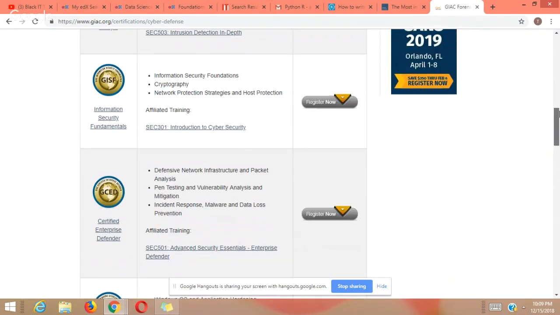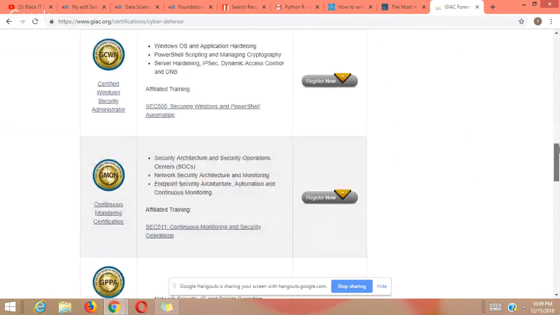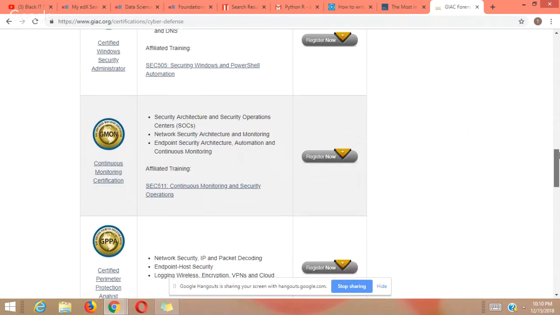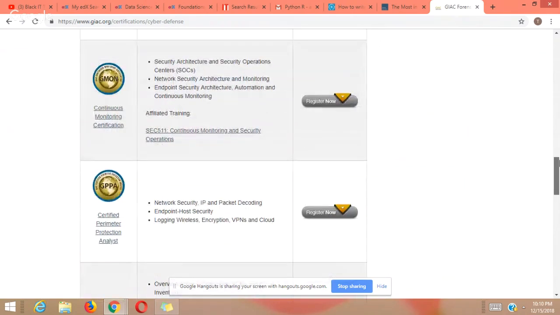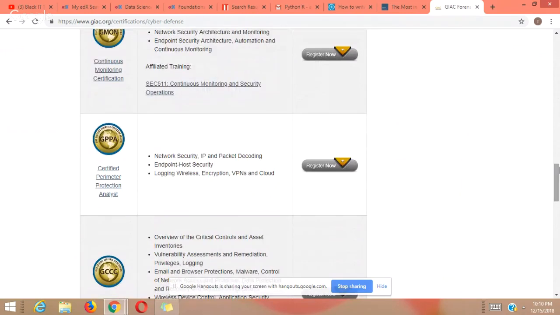And then you have security fundamentals. Nobody really takes that. Enterprise defender, that's a blue team cert. If you work on a blue team, that's exactly what you'd be going for. Certified Windows security administrator. I'm not that big of a fan of it. I don't know too many people who have it. Continuous monitoring certification, not a big fan of that either. But that's mostly eyes on glass, what you do in security operation centers.